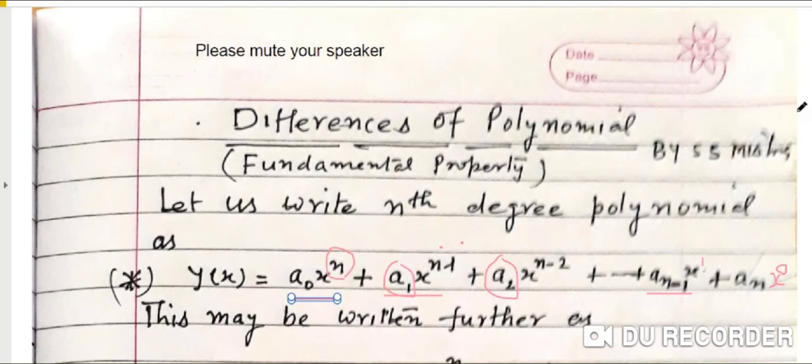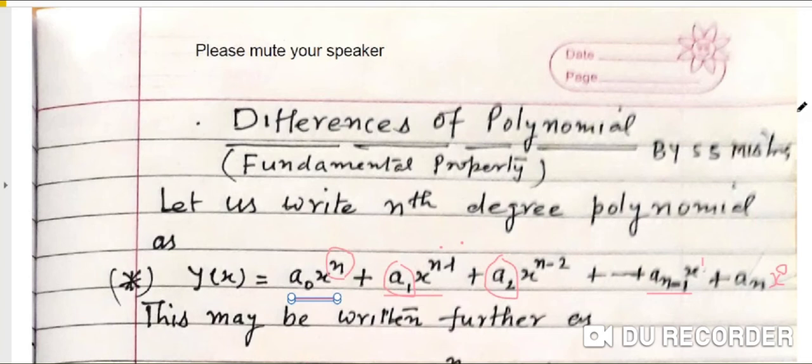So far we have seen the differences between function and polynomial, and we have revisited and revised the previous lecture: all the polynomials are functions, but all functions are not polynomials. We have seen it with the help of numerical examples.